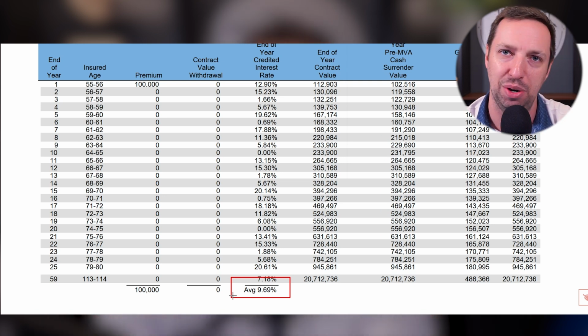But what you need to know is that 9.69% is deceiving. So here's the crux of this video. You need to watch to the end of this because this can apply to literally almost every single product that's being sold right now. So please, please, please pay attention because you will be able to take this framework and apply it all kinds of different places.